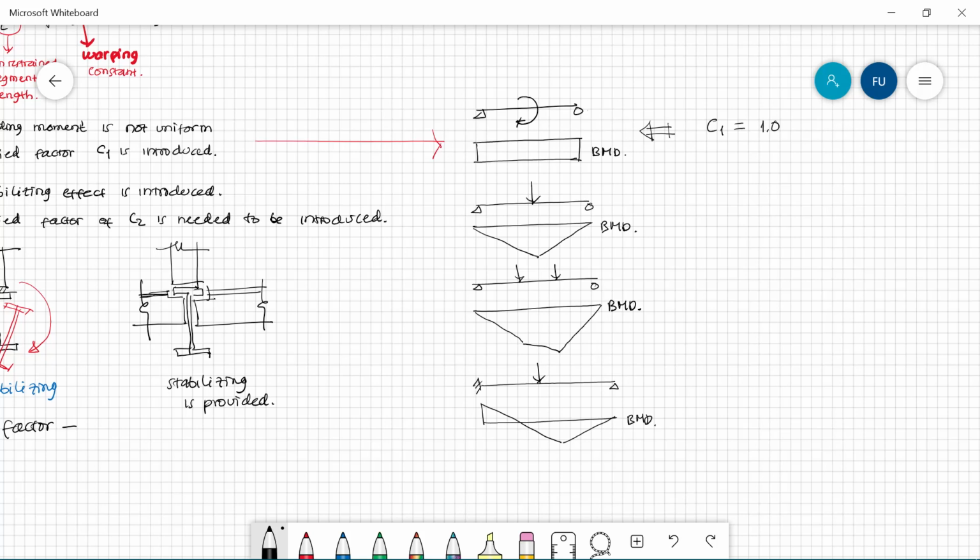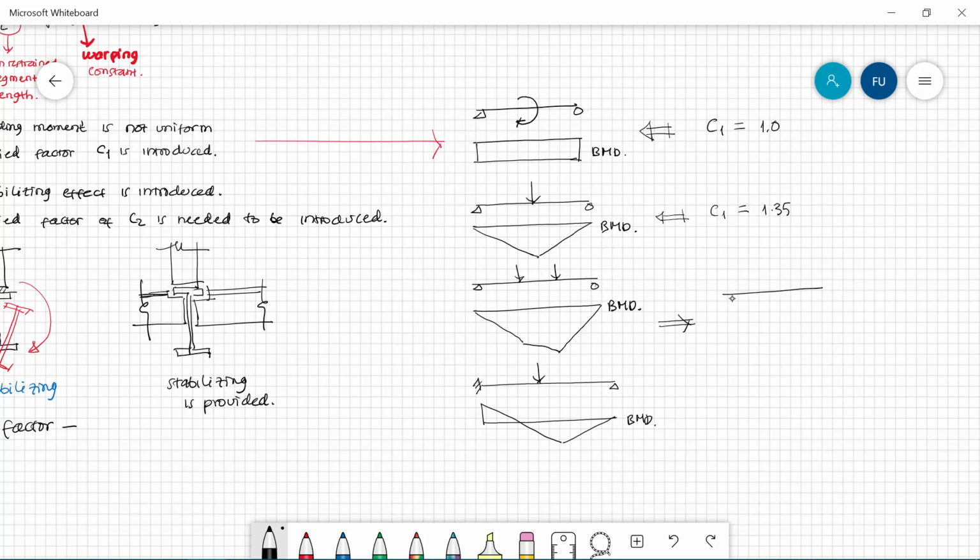Then for the triangle shape, full triangle shape like this, C1 is equal to 1.35. But normally, for this case, we introduce lateral support at the point where the point load is applied on the beam.